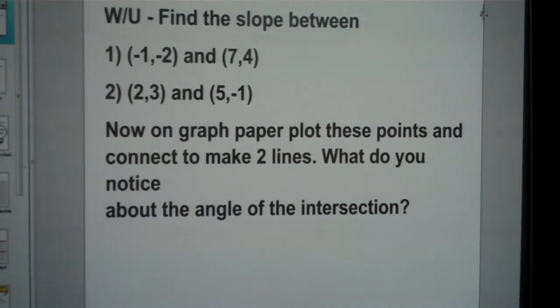This is the third lesson from Unit 5 on perpendicular lines. I don't always show the warm-ups, but I think this one is particularly relevant. It asks you to find the slope between 2 points and then graph the points and find out what you notice about the angle of where they intersect. So pause the video at this point and perhaps try this question.